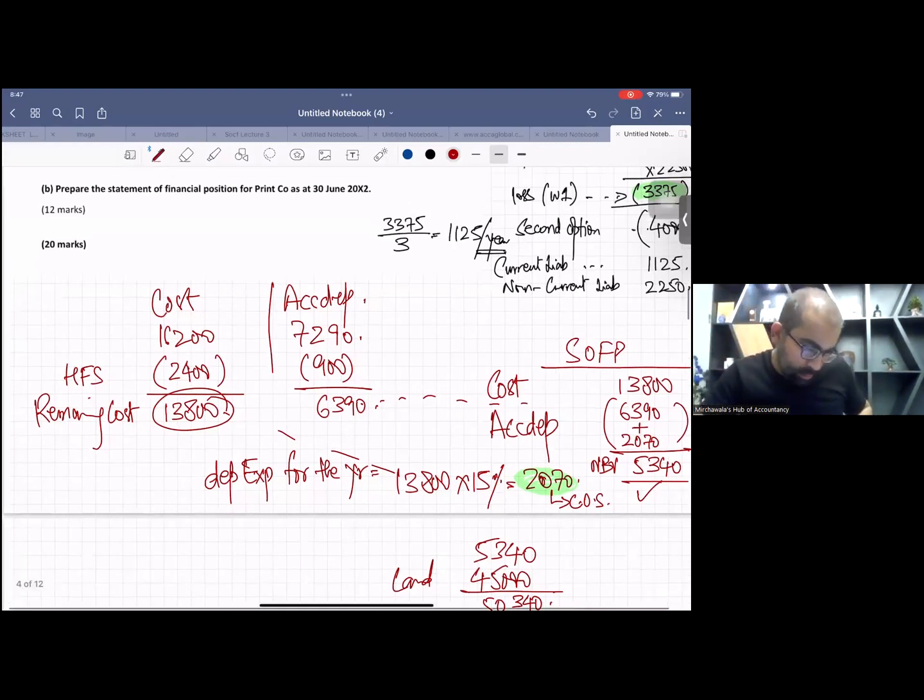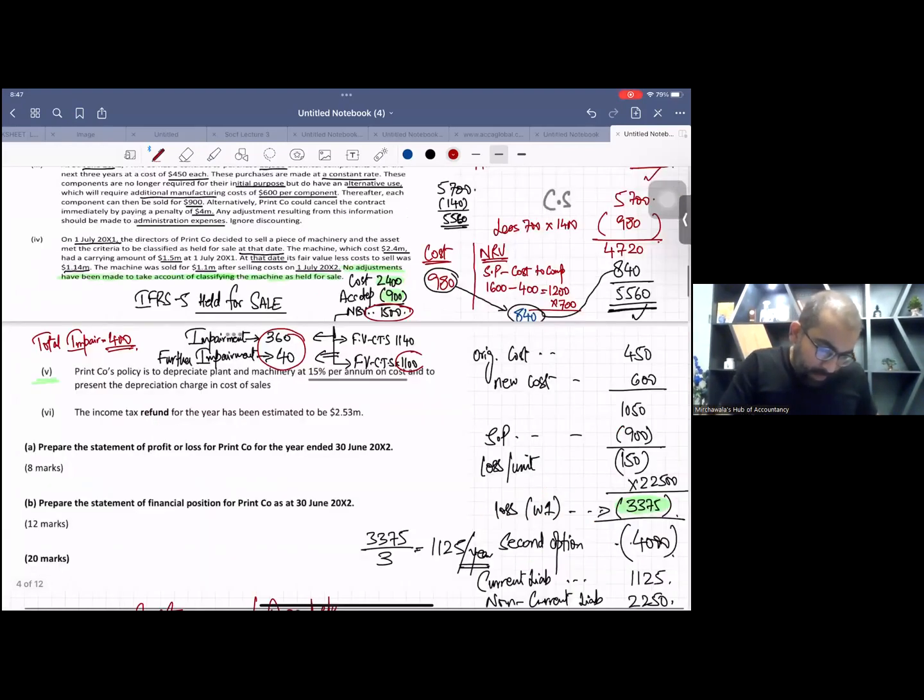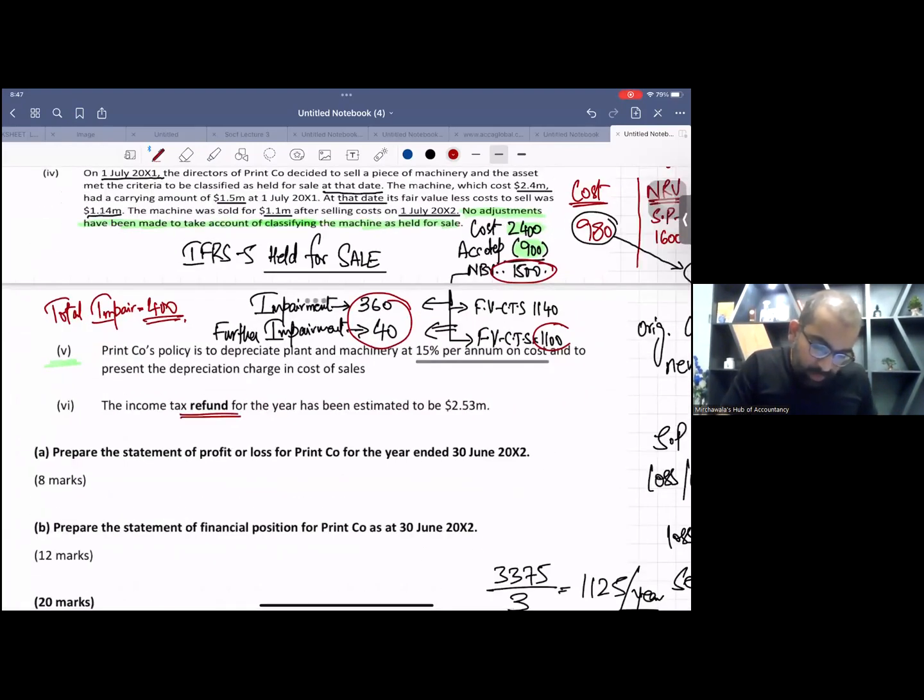Look at here. The income tax refund for the year has been estimated to be 2530. Normally, they tell you the income tax liability. So for income tax liability, you make the entry expense debit and liability credit. Now this time you'll make the reverse entry. Tax refund is your income. So you will make the entry tax receivable debit, because you're going to receive the tax of 2530, and P&L credit. It's your income. That's it.